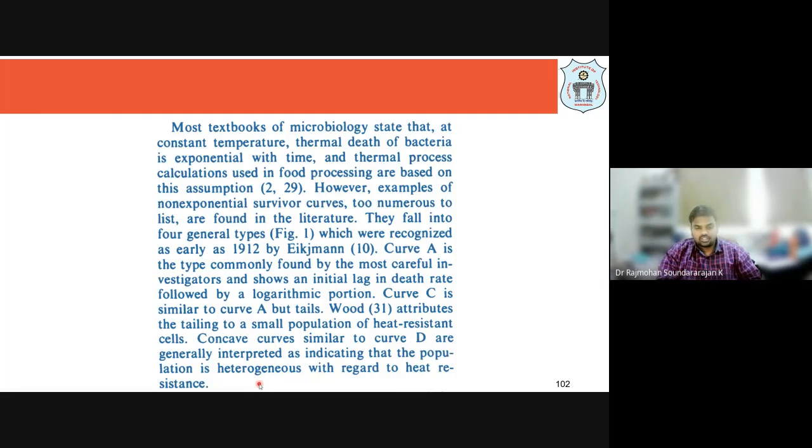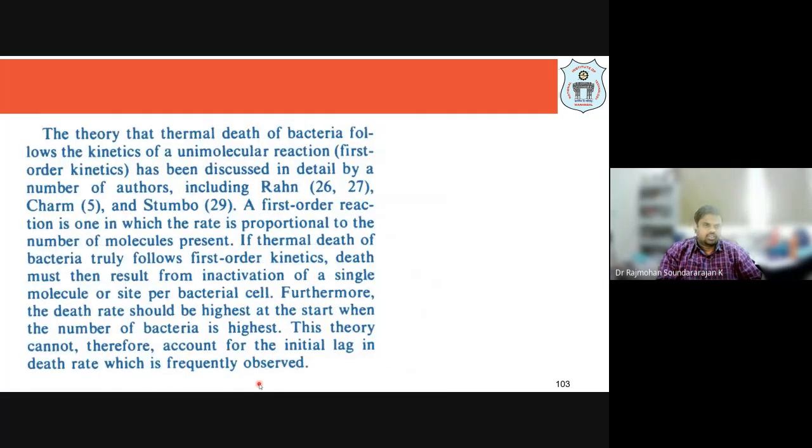Okay, so these are the concepts you should know. The theory is that the thermal death of bacteria follows the kinetics of a unimolecular reaction. So first order kinetics we will follow, in which the rate is proportional to the number of molecules present.